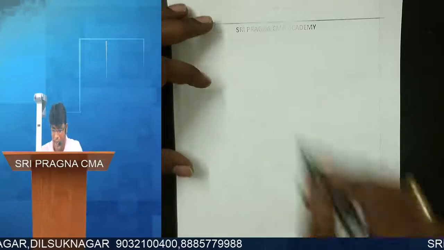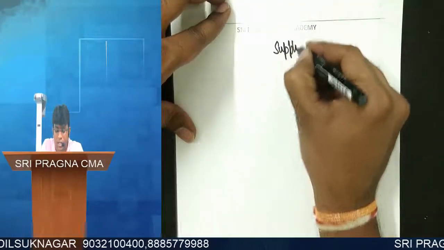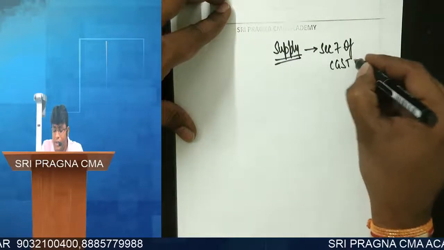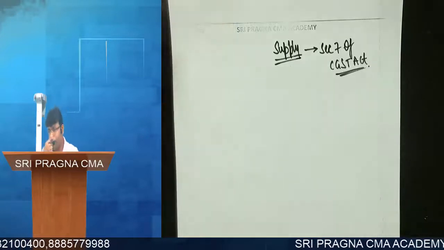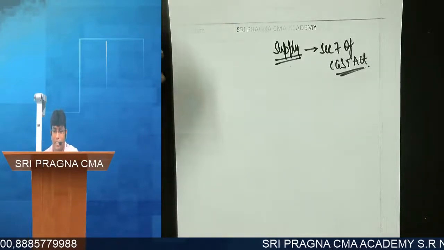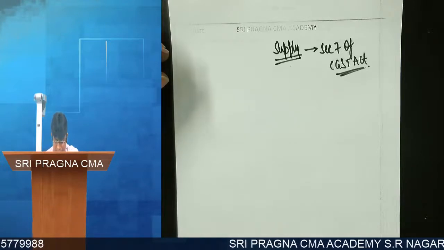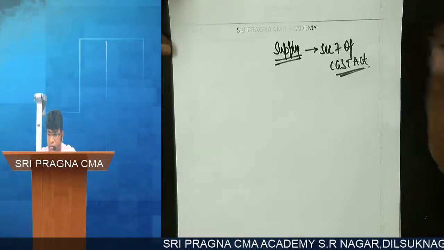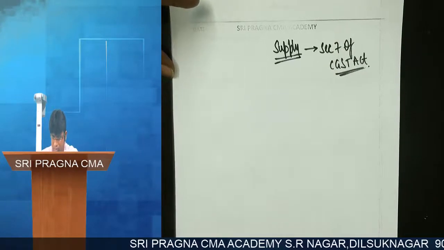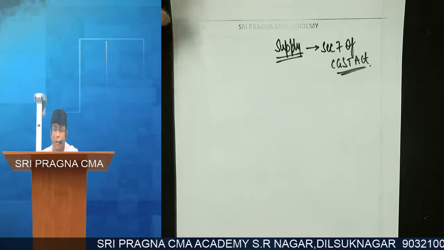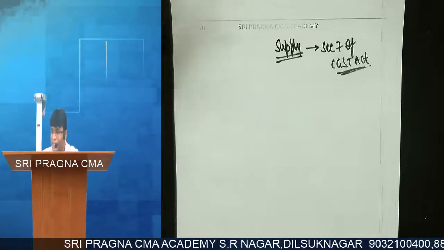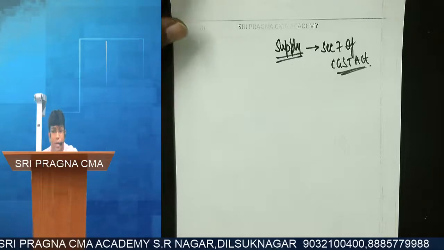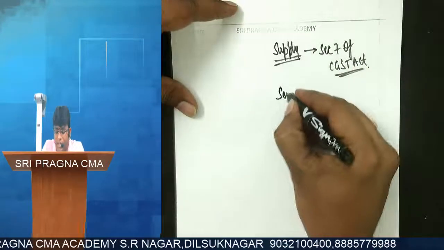Are we clear? What we are starting now is supply, very important, dealt by Section 7 of CGST Act. Put the heading: Supply, Section 7 of CGST Act. Today, let us complete some important aspects in supply. We cannot complete the entire supply concepts, but major parts will be completed in today's class. The balance will be taken in the next class.